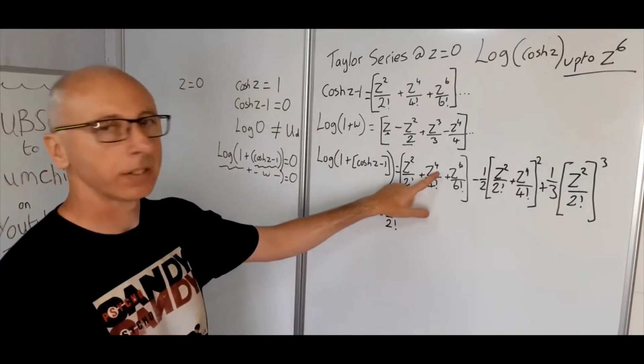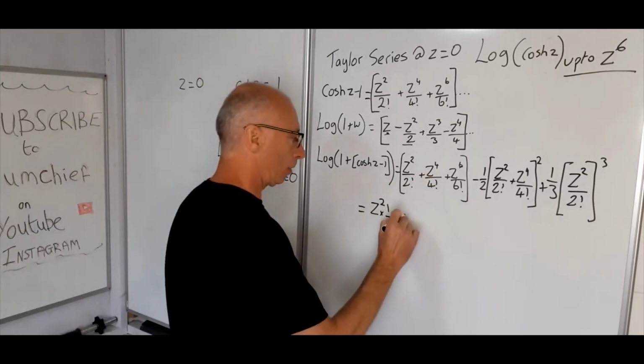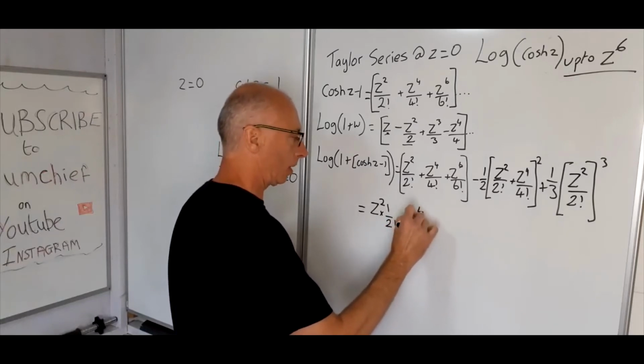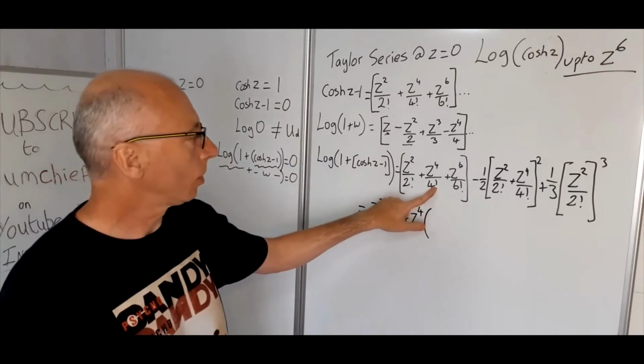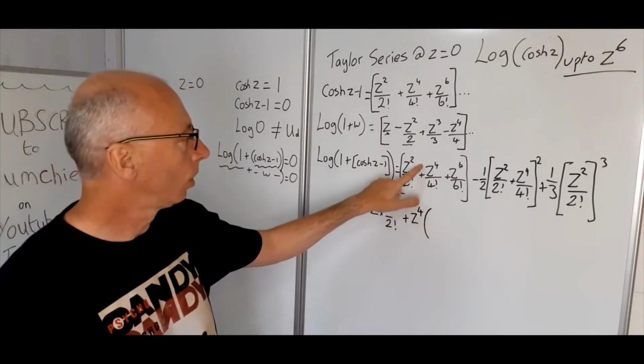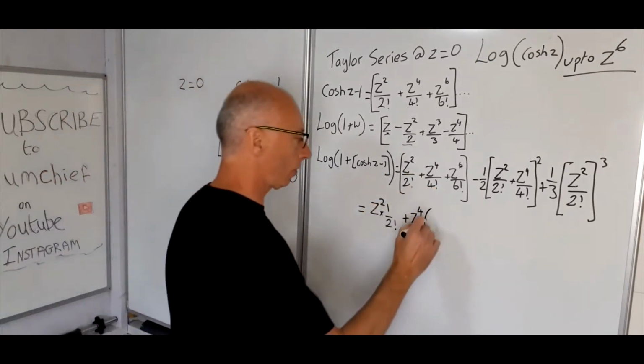Now we need to look for z to the 4s. So let's put plus z to the 4. And now we get together all the coefficients of z to the power of 4. Well, the first one is pretty straightforward. We've got 1 over 4 factorial.